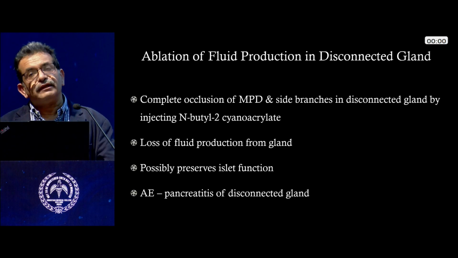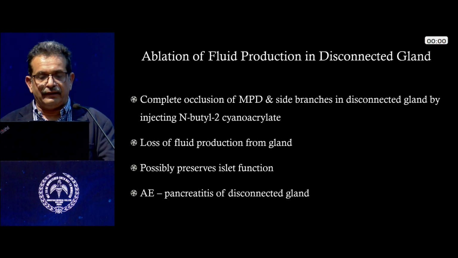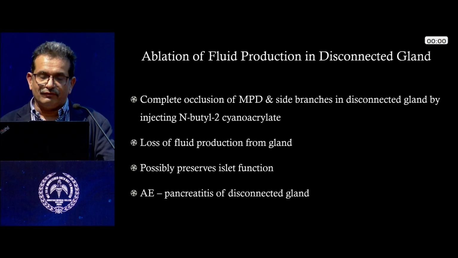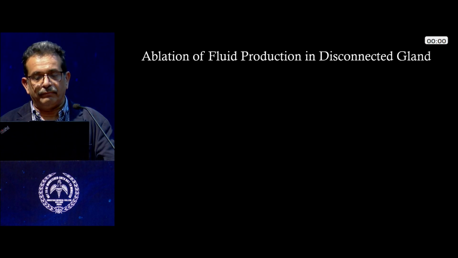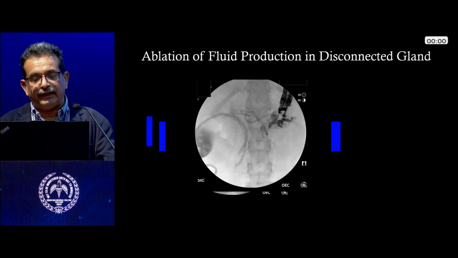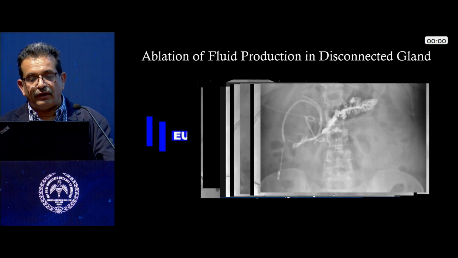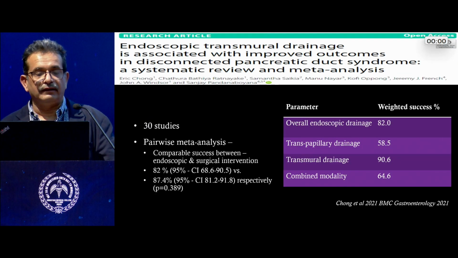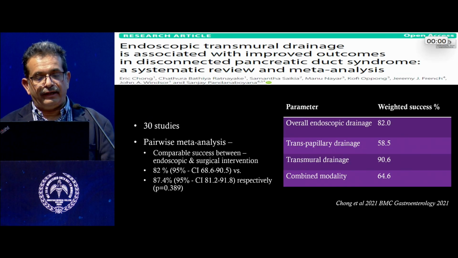Ablation of the fluid production in the disconnected gland has also been described occasionally by injecting cyanoacrylate glue. The main adverse event is pancreatitis of the disconnected gland, and it still needs to be evaluated in a better manner, but that is something that can be done. Here we can see that glue with lipiodol has been injected, and we can see a completely opacified, obliterated pancreatic duct.